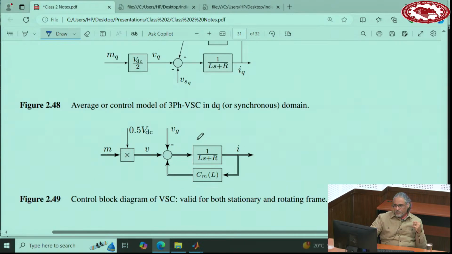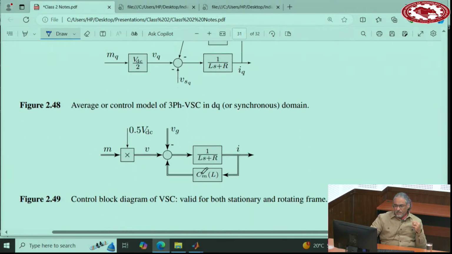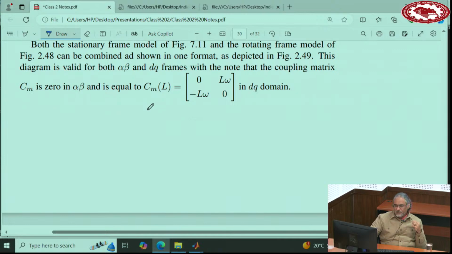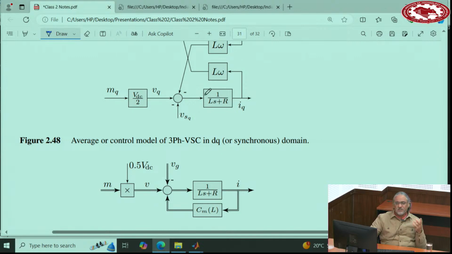Sometimes I use this way of showing. It's a simple way of showing using two arrows rather than this one. And this CM is a matrix, which is this one. So you will see this is the same as this one. Okay. All right. And then if you just ignore CM, make it 0, that becomes alpha beta. If you put CM equal to this one, it becomes DQ. So in one representation, you can analyze and model both alpha beta and DQ.